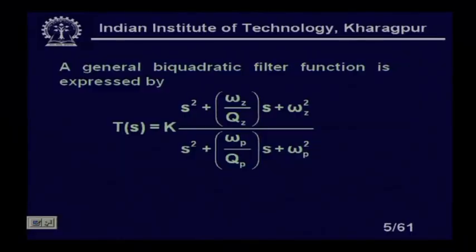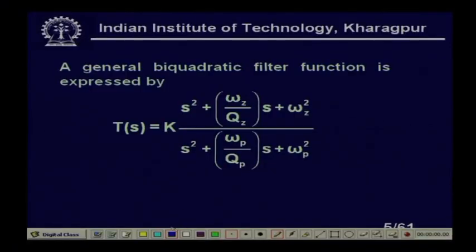Now, a general biquadratic filter function is expressed by T(s) equal to capital K times (s square plus omega z by q z times s plus omega z square) divided by (s square plus omega p by q p times s plus omega p square), where these are generalized second order structures.